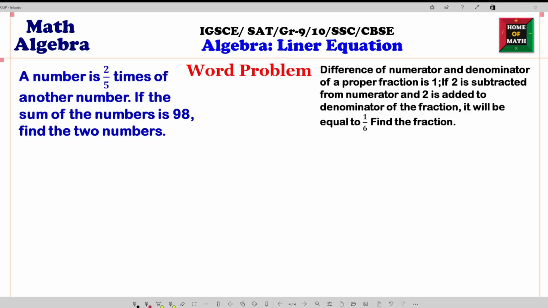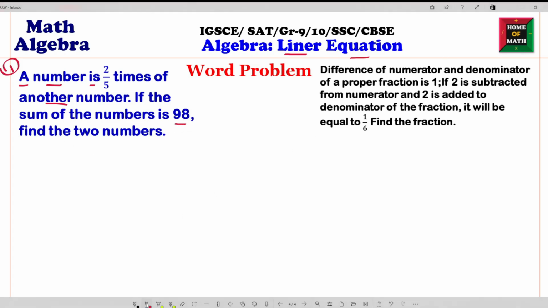In this video we are going to solve two word problems based on algebra linear equations. First question. A number is 2 by 5 times of another number. If the sum of the numbers is 98, find the two numbers.